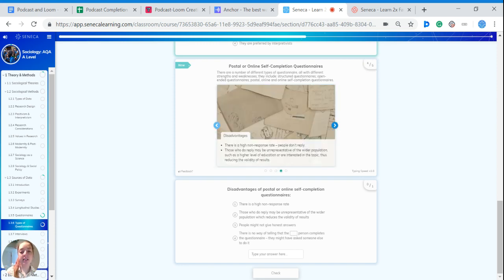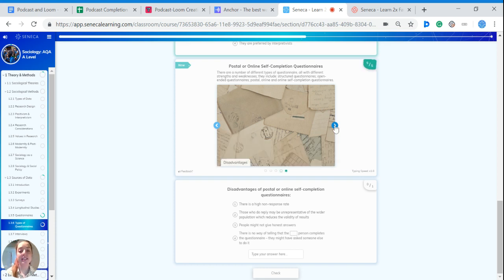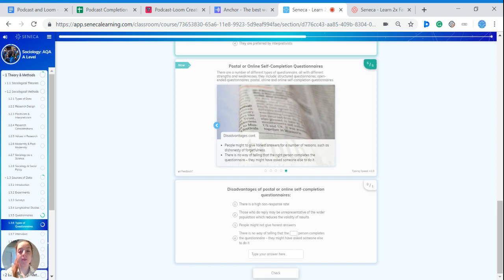The disadvantage is that there is not a high response rate. Many people just don't reply. Those that do reply may be unrepresentative of the wider population, such as having higher levels of education or being interested in the topic. This reduces the validity of the results.